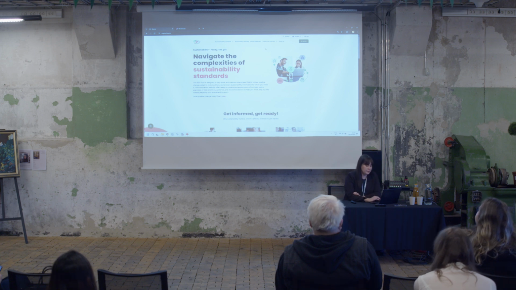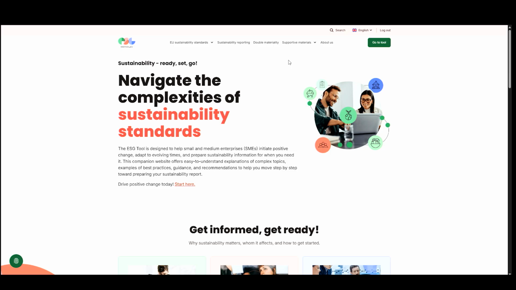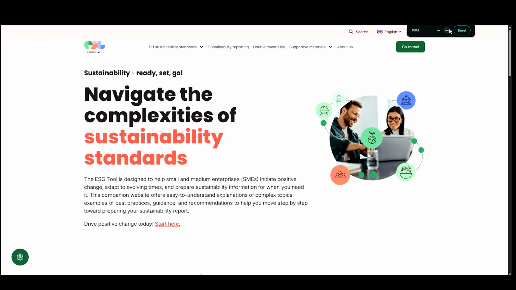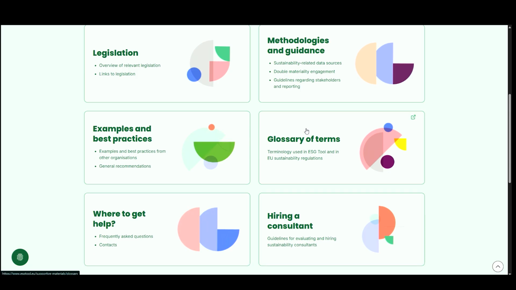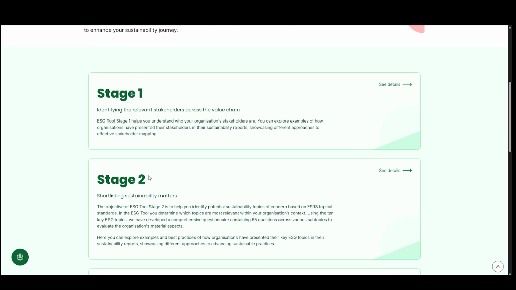What I suggest you do is, is this big enough or should I zoom in? Zoom in, okay. Is this okay? So these here are very good materials as well. If you're not doing regulatory reporting, you can skip some, but what's really good is the supportive materials. It has very good guidance on whatever you're looking for, methodologies, examples. I would say the most beneficial thing to do if you're starting this journey is to look at examples of other companies. And they have actual examples from reports of other companies.